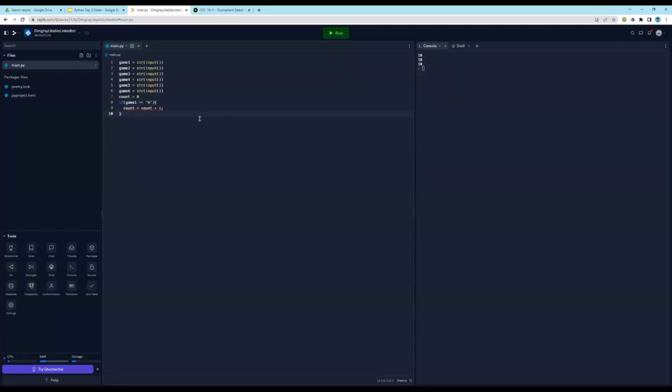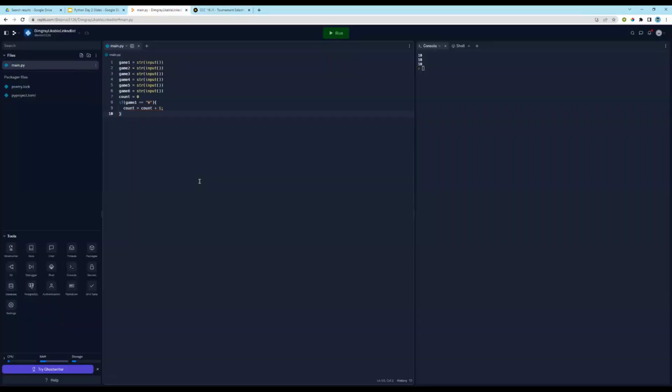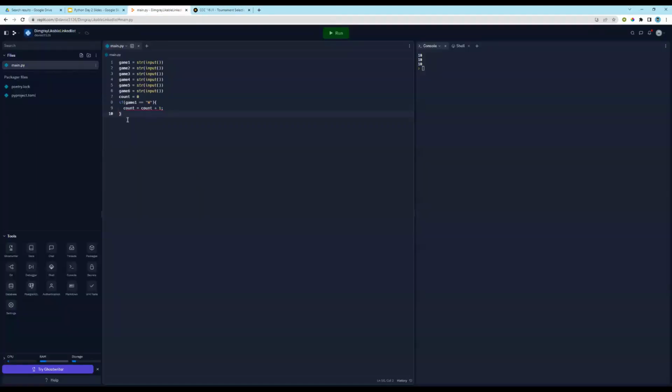And then if we didn't win, so if it's a loss, that means we don't have to do anything about it, because if it's a loss, the total games won should remain unchanged. So we don't need the else if statement that checks for the loss. And I don't know why it's giving me a syntax error, but we can just go back and fix it later. So again, we have to do this 6 times, each with the second game, third game, fourth game, fifth game, and sixth game.